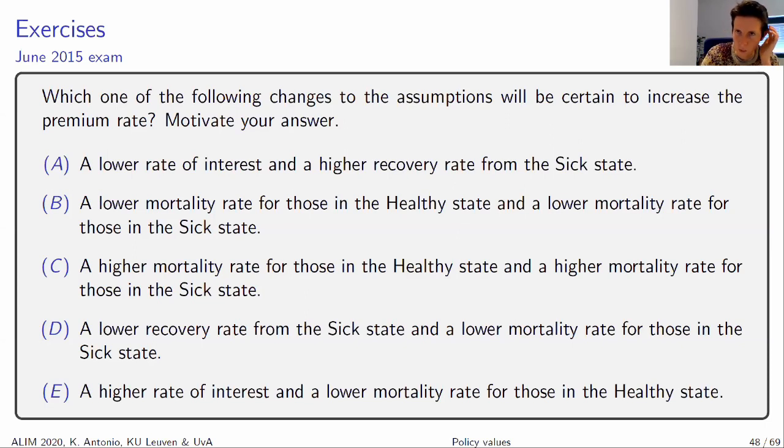increase your premium rate? So statement D is in fact the only statement for which both elements in the statement, so both the lower recovery rate from the sick state as well as the lower mortality rate for the sick state, are making sure that the premium has to become more expensive.